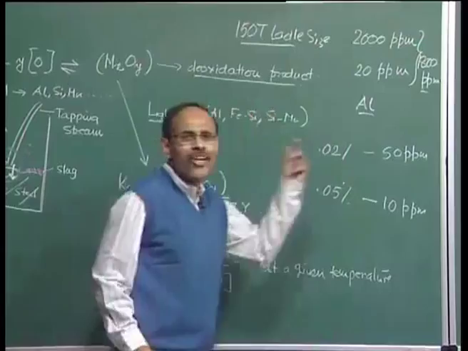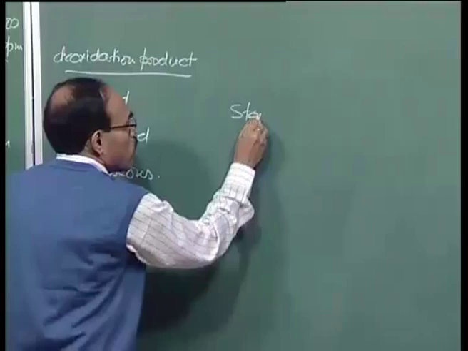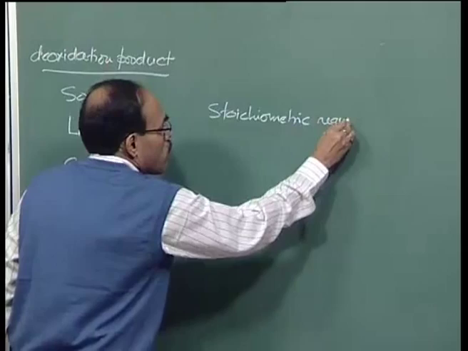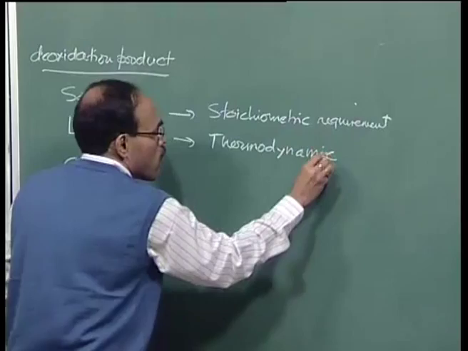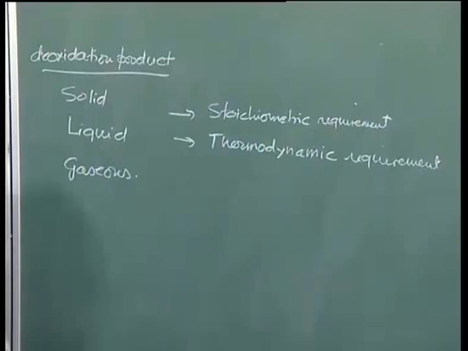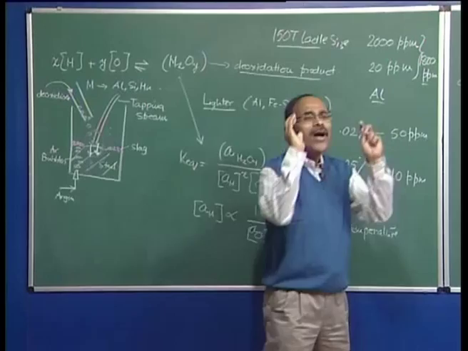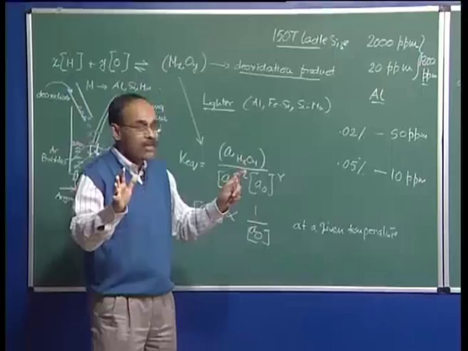So, how do you do this kind of calculation? We must understand that there are two requirements which the deoxidizer has to fulfill. One is called the stoichiometric requirement, and the other is the thermodynamic requirement. What do I mean by a stoichiometric requirement? For every 16 grams of oxygen, you are going to need 27 grams of aluminium. Straightforward calculation. This is the stoichiometric requirement.